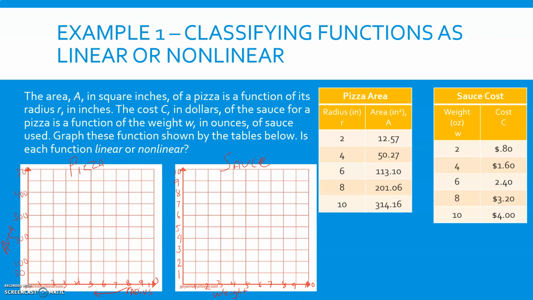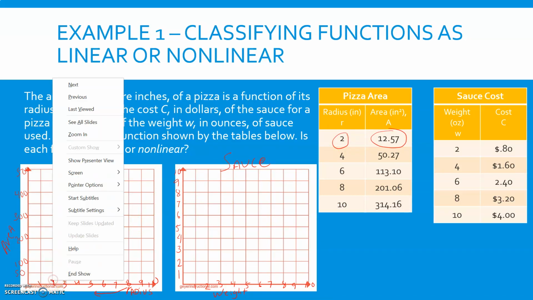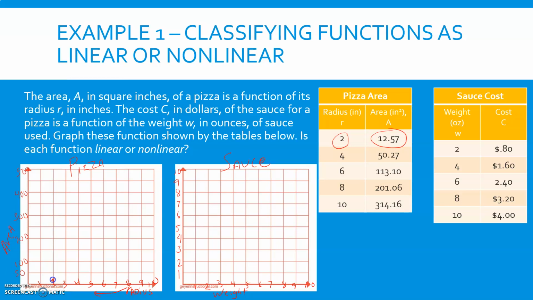So a couple of different examples. We're going to look at these two right here, pizza area and cost of sauce. We're going to put each of these onto a graph by simply putting these coordinates on there. For pizza area, our first coordinate is 2 and 12.57. On your graph, we go over 2 and we go up 12.57, and we have a point right here for 2, 12.57.